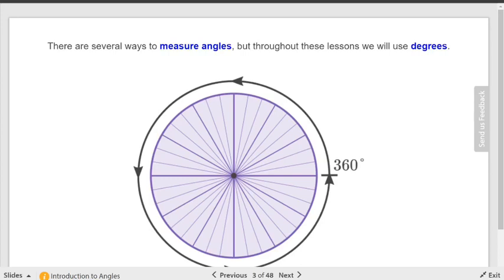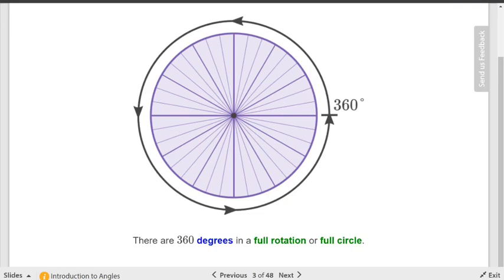There are lots of ways to measure angles, but in this lesson, we're always going to use what are called degrees. Degrees mean that you're taking a circle. All of this is based on a circle. Even though they're angles, it's based on a circle. And there are 360 degrees in a full rotation or full circle.